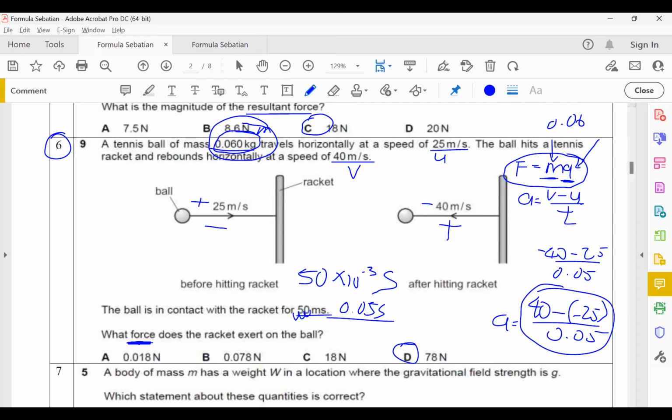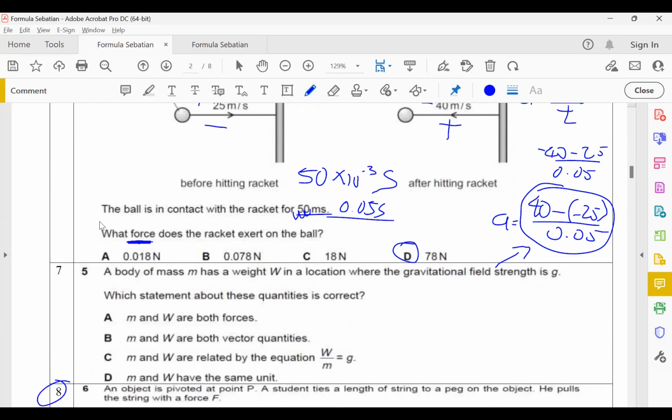Wait, what's happening? 78. I started at 32. What's the calculation? Do you know how to do this or not? 40 minus negative 25, how much is that? Then you divide by 0.05 to get your acceleration. But this is not the final answer, right? What are you doing, Evan?